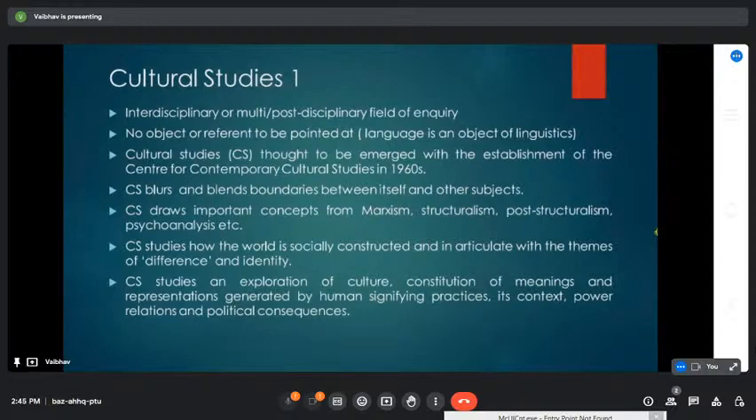So in the modern era, the text, again, here is a question of what is text. I'll come to that one as well. So a text or discourse is constructed with signs, and the signs are organized in a systematic way. Again, when we say signs, there comes semiotics, but I'll come to this point a little later on. But here's the point: cultural studies is an exploration of culture. It explores the constitution of meanings and representations generated by human signifying practices.